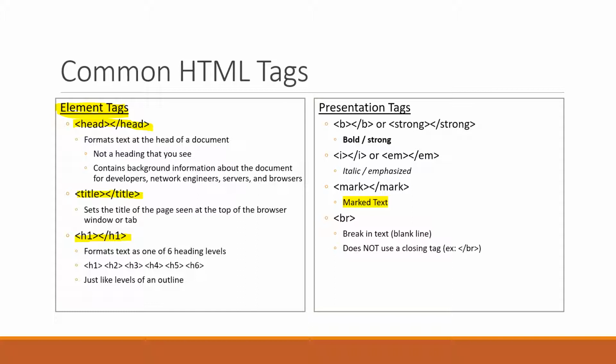H2 is maybe the first major section. H3 is a subsection within that. H4 is a subsection or a subsection. H5 is a subsection, and H6 is a subsection. And they get progressively smaller, but they are just a little bit different than the normal paragraph text. So think of them as levels of an outline.